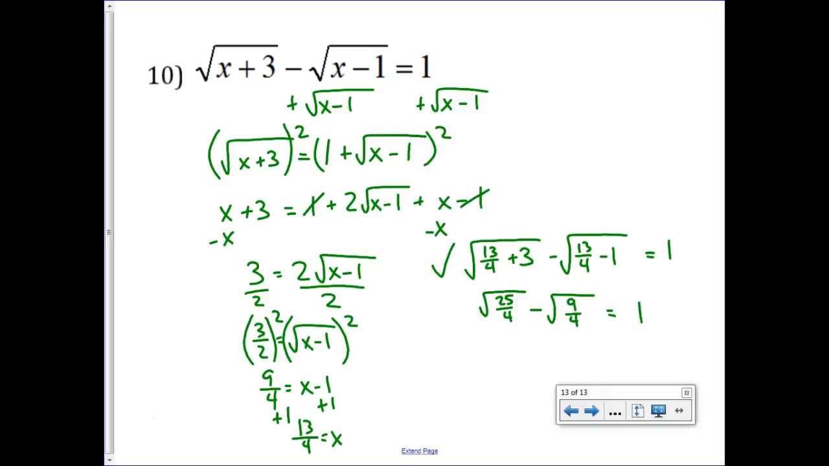So the square root of 25 is 5. Square root of 4 is 2. Square root of 9 is 3. Square root of 4 is 2. So 5 over 2 minus 3 over 2. So 5 minus 3 is 2 over 2. So 1 equals 1. That one checks. So 13 over 4, while not our prettiest answer, is our answer for that last example.